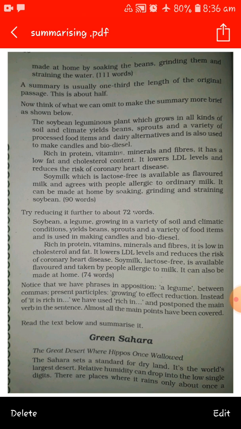Notice that we have used phrases in opposition, legume between commas, and present participles, growing, to effect reduction. Instead of saying it is rich in, we have used rich in. So, it postpones the main verb in the sentence. Almost all the main points have been covered. So, it is written over here how you can convert your paragraph into some small 72 words. So, you have to do it like this only.